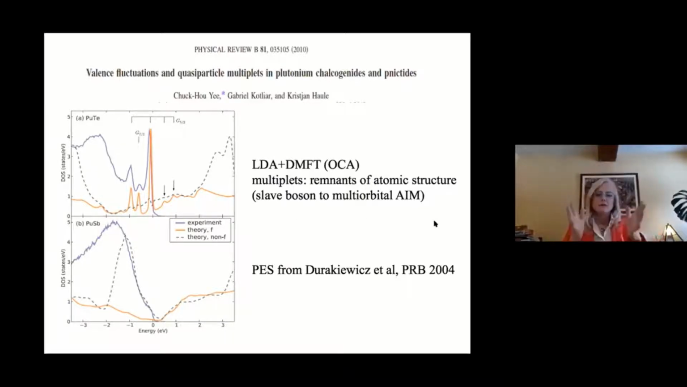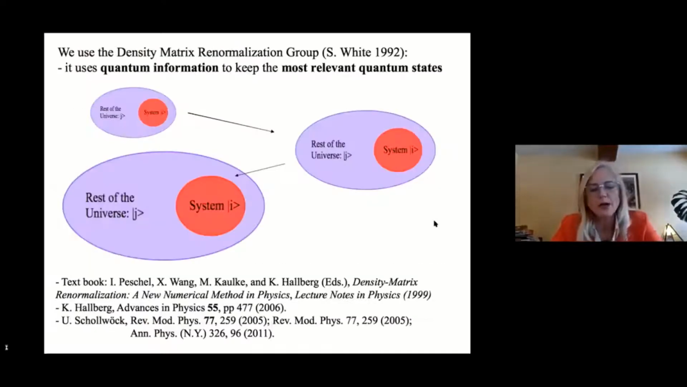Now, I want to show you our results. Several years ago, we thought of an impurity solver based on the Density Matrix Renormalization Group developed by Steve White, which has become one of the main methods to study correlated systems, mainly in low dimensions. I like the quantum information perspective to understand the Density Matrix Renormalization Group, the DMRG, which appeals to quantum information to keep the most relevant states.